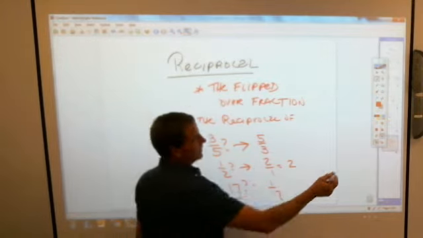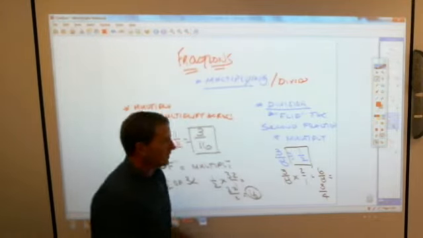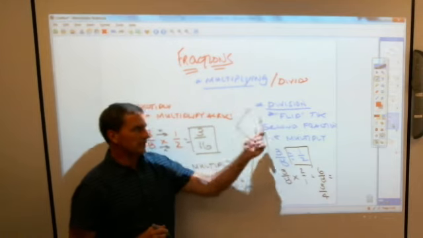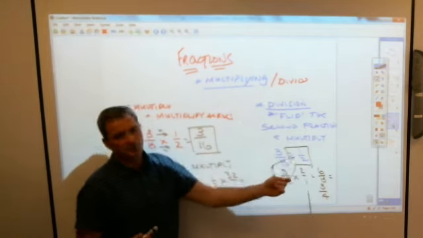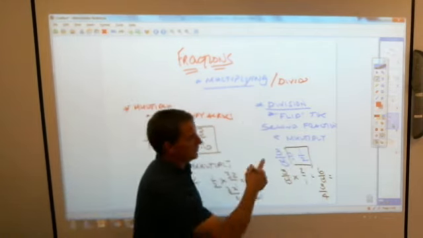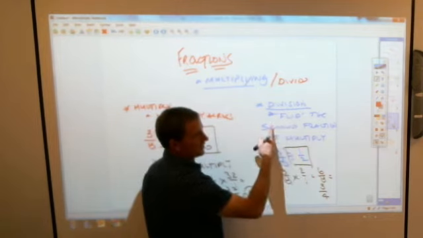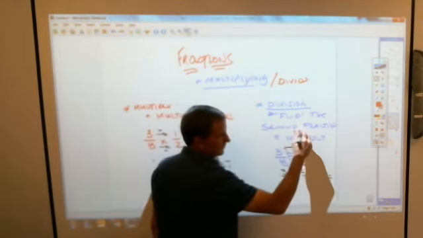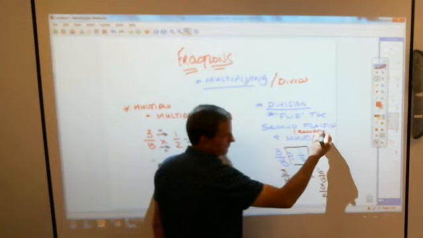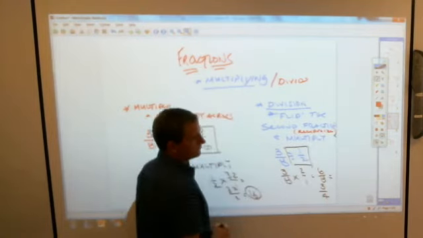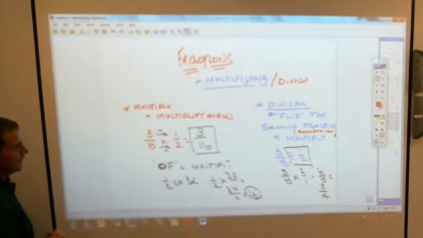Because technically what I should have told you here, under this division, I should have said multiply by the reciprocal. That's really what I should have said, because that's what you're doing here. You're flipping the second fraction, which is its reciprocal, and multiply. Everybody good with that?